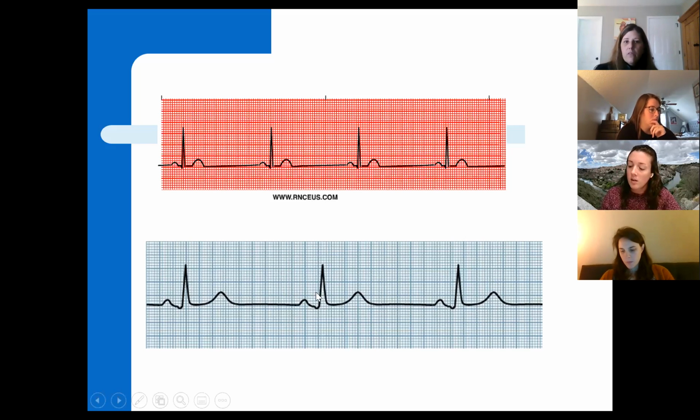Okay. Now this one, you see how I talked about sometimes the T waves may not be nice and beautifully rounded like they are here, but they're still upright, but it's a little more peaked and looks a little bigger, doesn't it? But that's still a T wave. This P wave, it's not quite as beautiful.